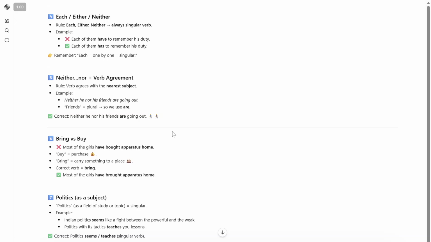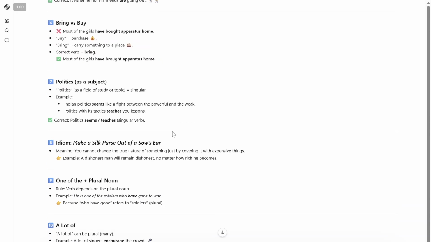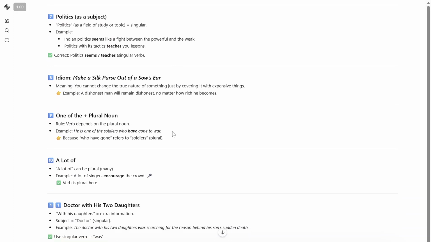Politics as a subject. Politics as a field of study or topic equals singular. Example: Indian politics seems like a fight between the powerful and the weak. Politics with its tactics teaches you lessons. Correct: politics seems, teaches. Singular verb. Idiom: make a silk purse out of a sow's ear.